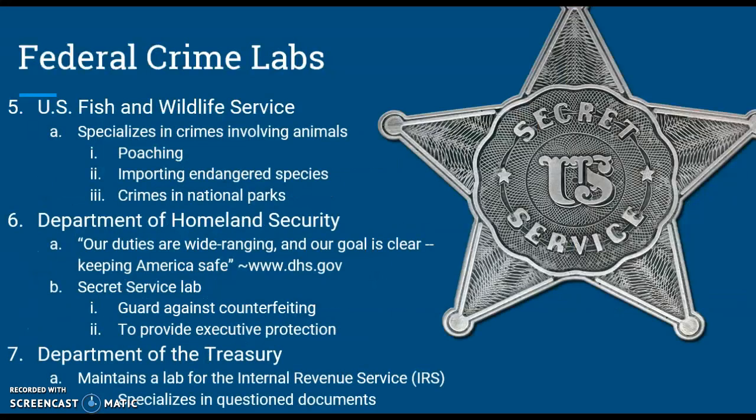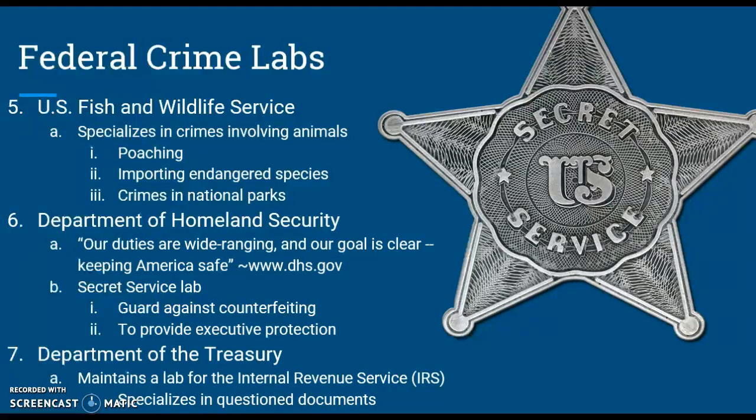The U.S. Fish and Wildlife Service has their own lab. They deal with anybody that is hurting animals. So people that are poaching or killing animals that they do not have a license for, if they are importing endangered species, which happens more often than you would realize, and any crimes that happen inside national parks.